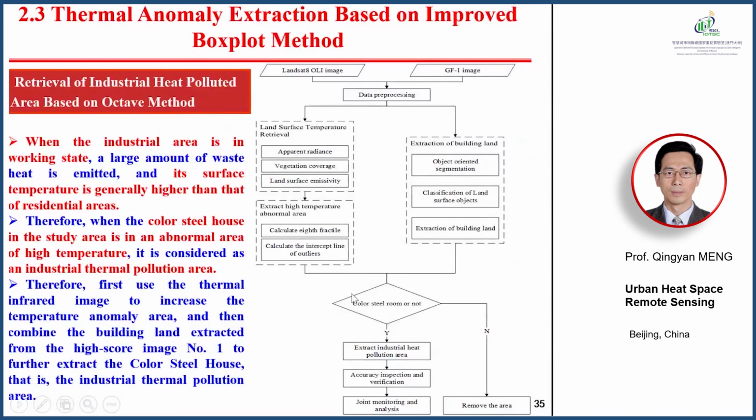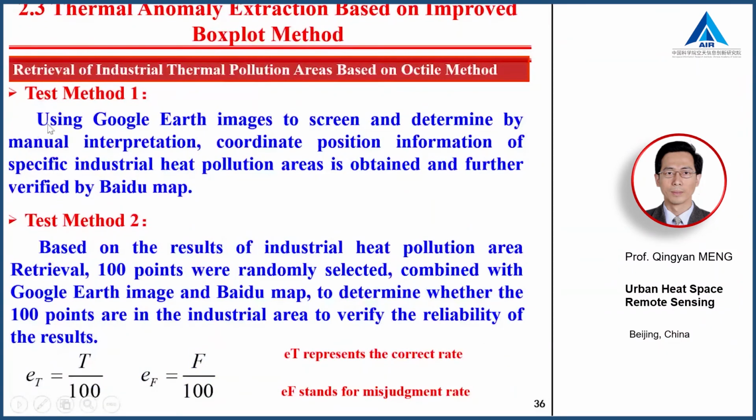Therefore, we use the thermal infrared image to extract the temperature anomaly area, and then combine the buildings retrieving and others. We also use some methods using the Baidu or Google Earth image to determine by manual interpretation, and the coordinate position information of the specific industrial heat pollution area is obtained and further validated by Baidu or Google.